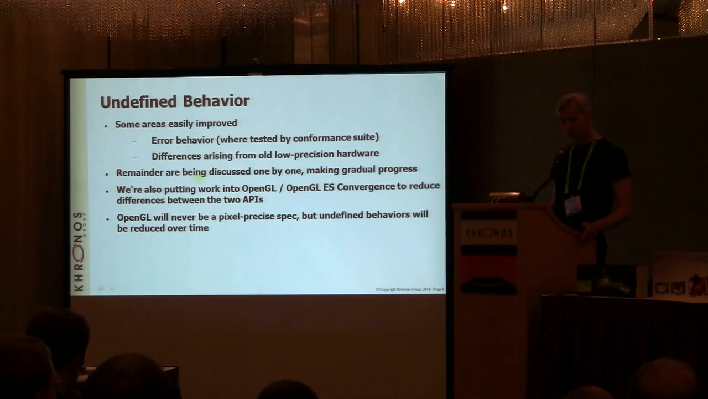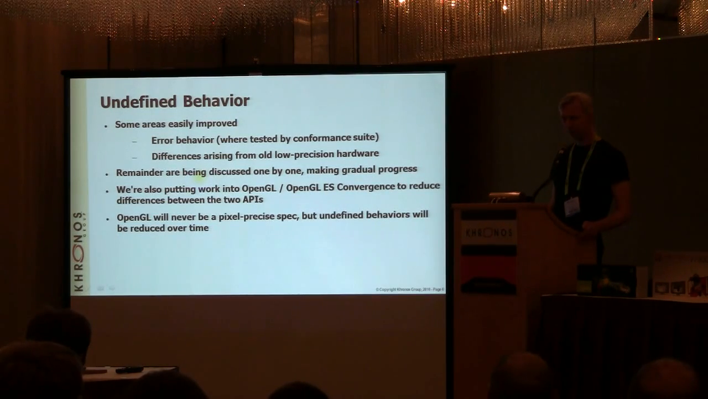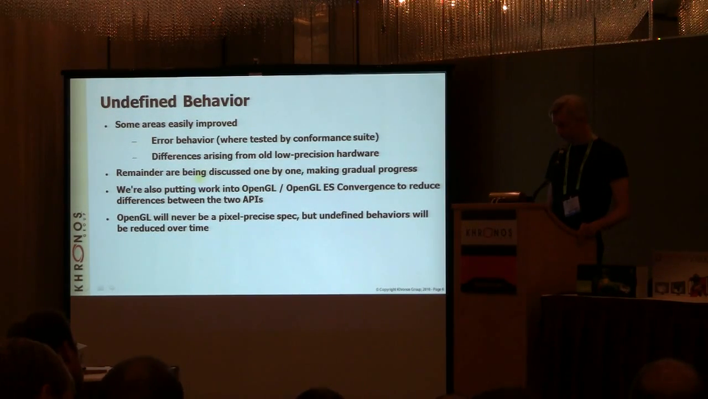Something else that's putting some pressure on getting more consistency is the OpenGL and OpenGL ES convergence. We now have ES being provided as an option on some desktop platforms. We have people moving code back and forth between ES and GL implementations. And so we have a group in Khronos that's looking at the places where those specs differ and don't necessarily need to, and trying to fix that. So we're never going to be pixel precise, but the undefined behaviors will definitely be reduced over time.